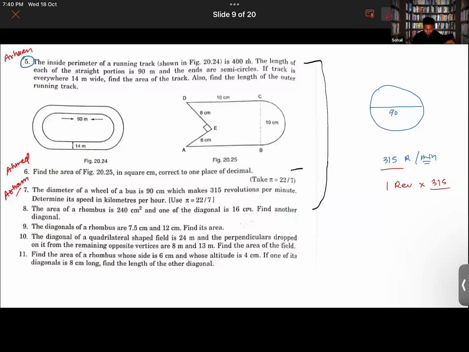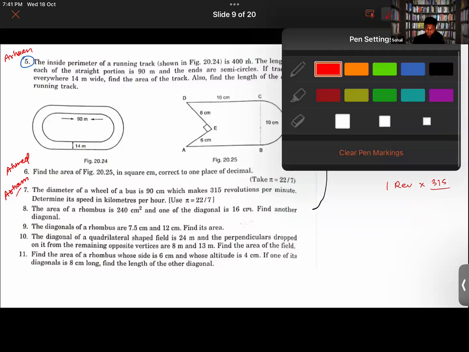Ahmed, any confusion in question number 6? Are you able to understand what the question is trying to say? No, sir, I can't. Okay. Arhan, what about you? Read it. Okay, question number 6 you are solving.